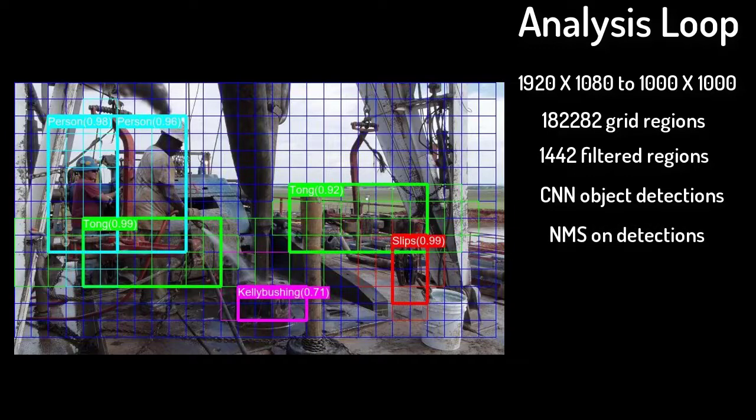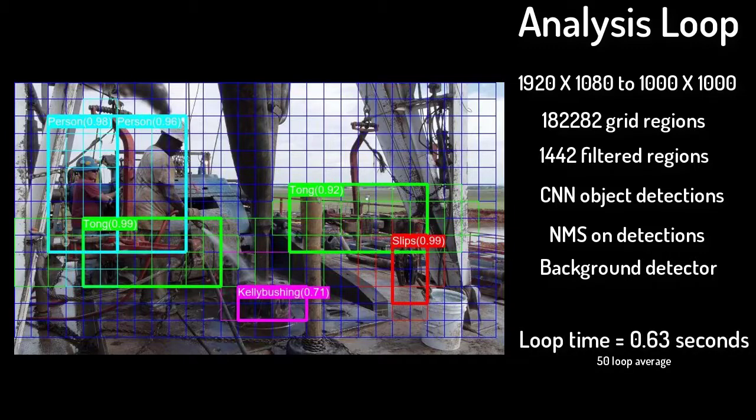So those are the main processing steps, plus we have our background detector that we'll discuss next that's running in this loop. But all that takes about a half a second on the GPU. So this method should work reasonably well for real-time analysis on processes that are about a second or slower. For faster processes, we can still use this method, but we would not be able to apply it in real time.